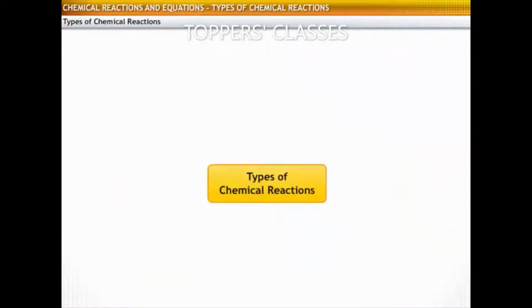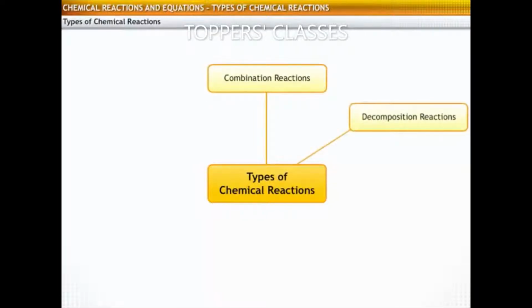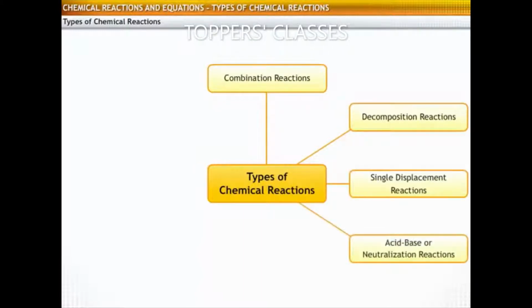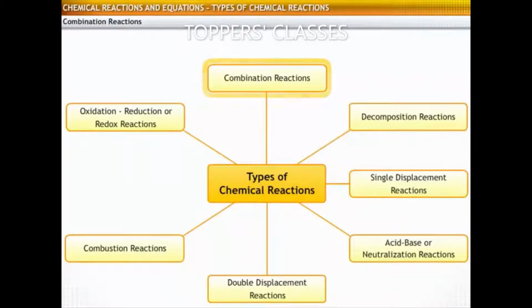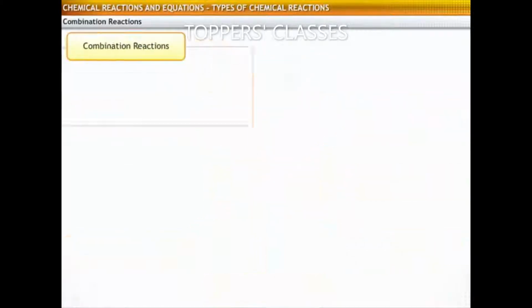Chemical reactions can be classified into the following types: combination reactions, decomposition reactions, single displacement reactions, acid-base or neutralization reactions, double displacement reactions, combustion reactions, and oxidation-reduction or redox reactions. Let us begin with combination reactions.